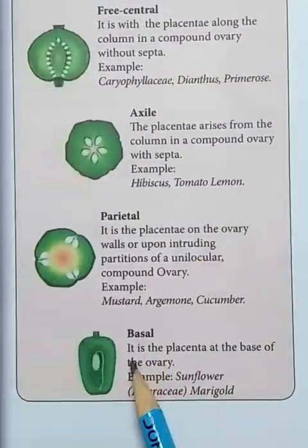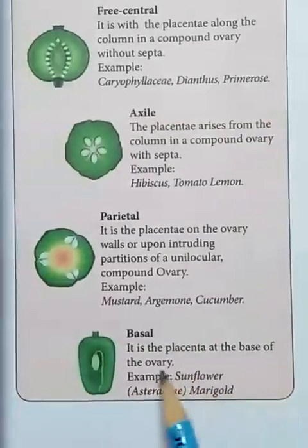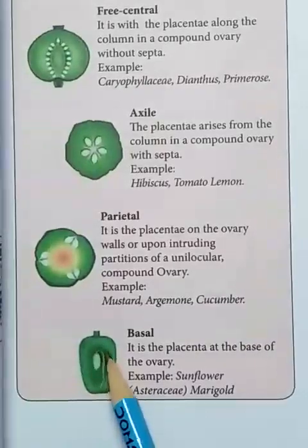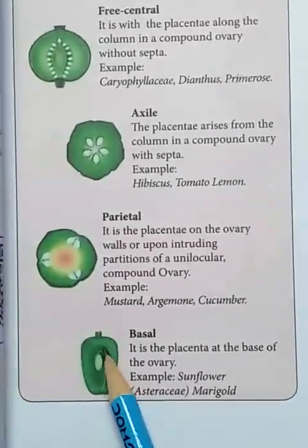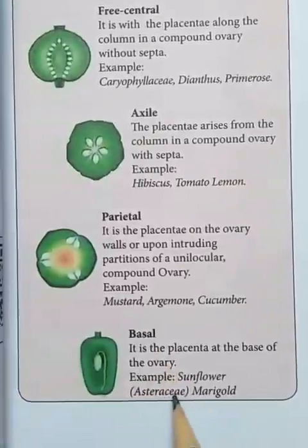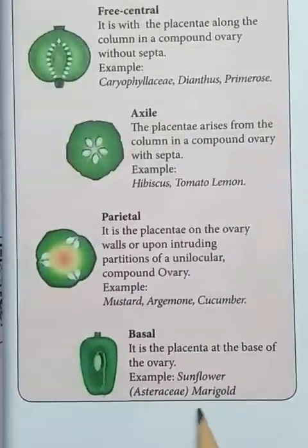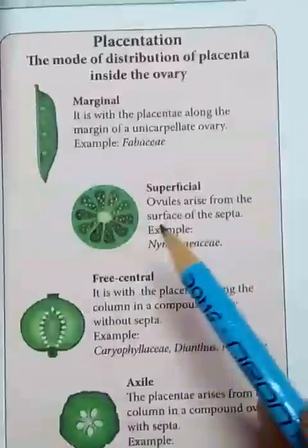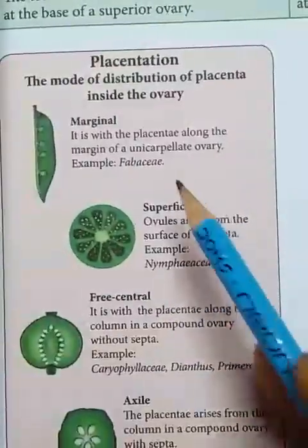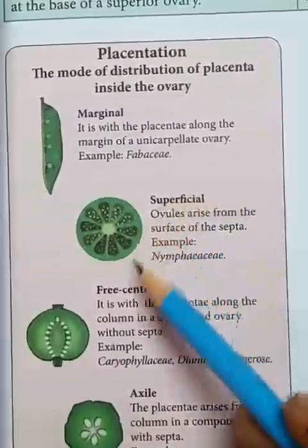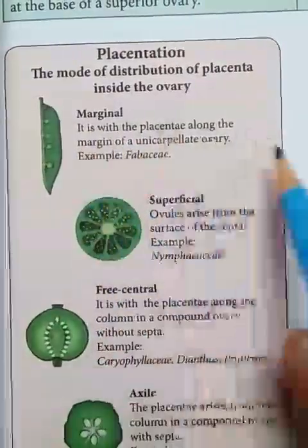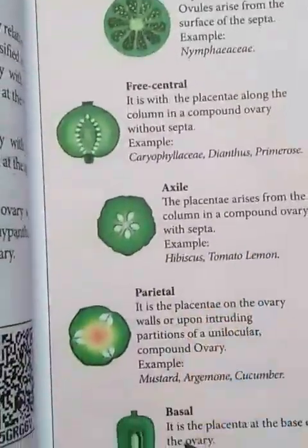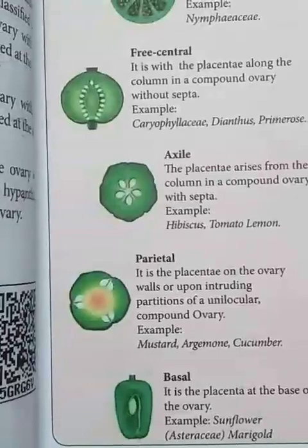Next is the basal placentation. It is the placenta at the base of the ovary. At the base of the ovary, the ovules are present with the help of a placenta. Then it is called basal. Thus you can find in sunflower, asteraceae or marigold. So these are the different types of placentation which are found in the plants. So here we have studied placentation. They are of 6 types: marginal, superficial, free central, axile placentation, parietal placentation and the basal placentation.